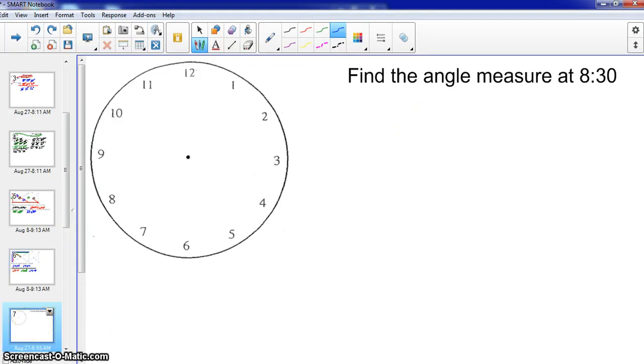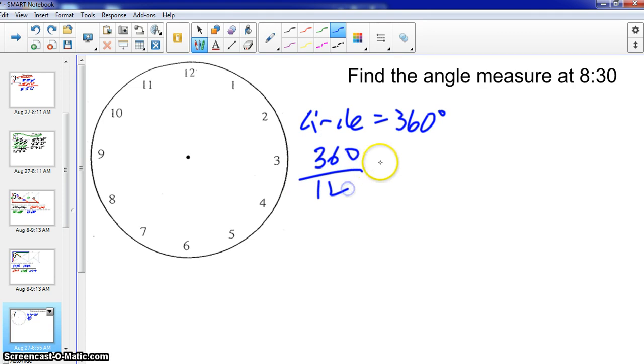The next couple examples, we're talking about finding the measure of angles formed by the hands on the clock. First off, it's important to know that in a circle we have a total of 360 degrees, and the clock is divided into 12 regions by the 12 numbers, which tells us that each region has 30 degrees in it. Then we need to accurately draw 8:30.